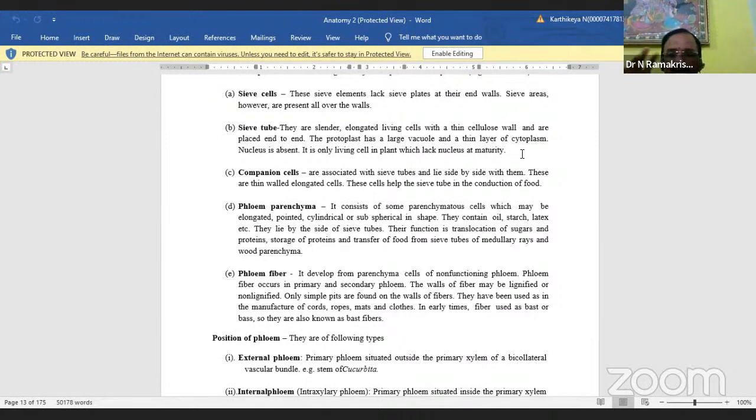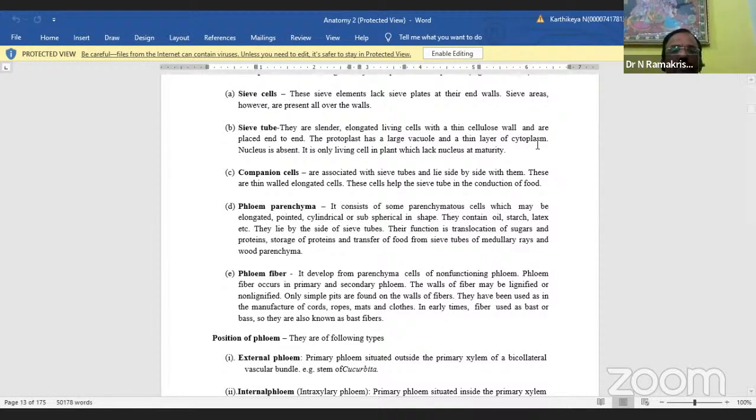These cells are arranged one above the other in a series, separated by cross walls, which may be transverse or oblique. The end walls contain numerous pore-like structures. So we call these sieve tube cells.